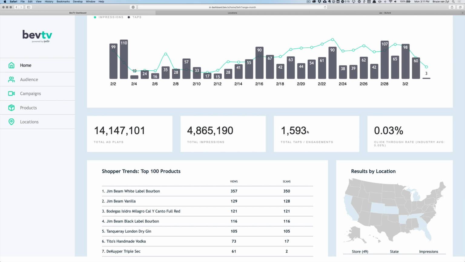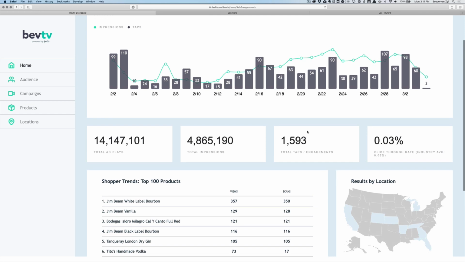Moving down, the next number is how many people total in this 30-day time period actually tapped on the ad or engaged with your product in some way. And this last number is the click-through rate, which is really just this number divided by this number. The industry average is 0.05%. So we can see that this particular advertiser is doing a little bit lower than industry average.